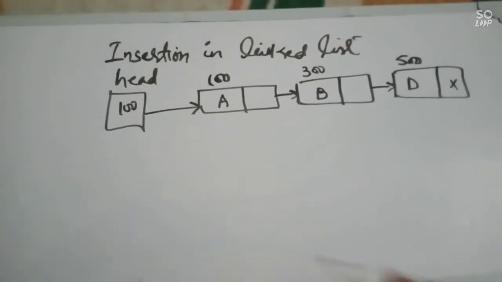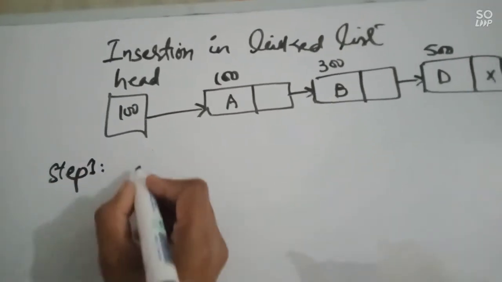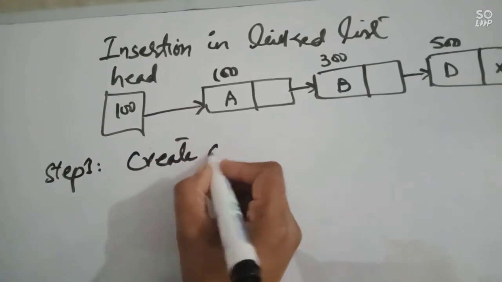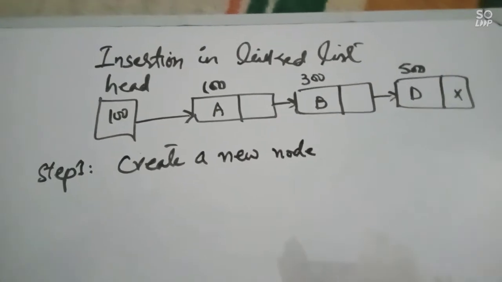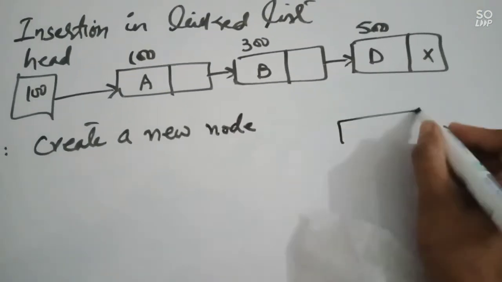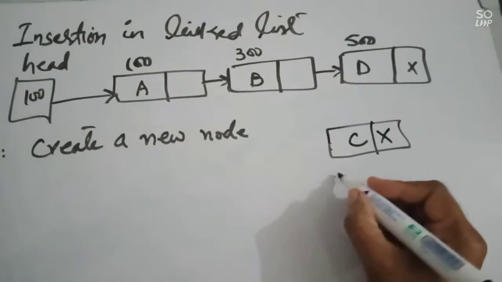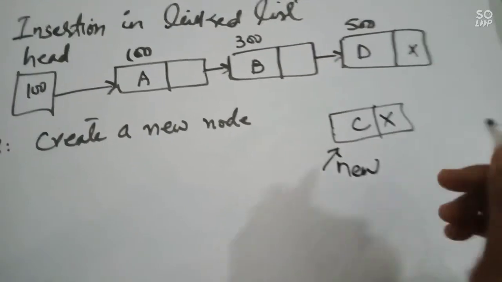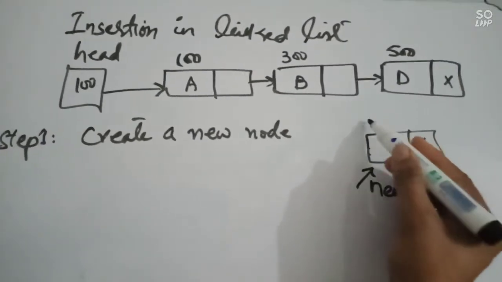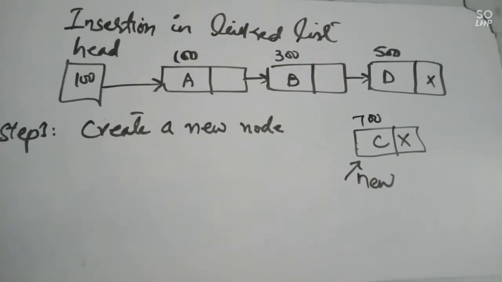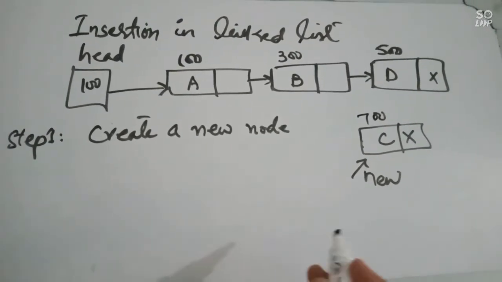First we will create a new node. Step 1 of the algorithm will be to create a new node in the memory. Suppose the node is created in the memory with some information in it, and here is a new pointer pointing to this node. So a node has been created somewhere in the memory with this address. Now we want to make it the head node.